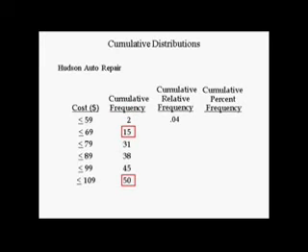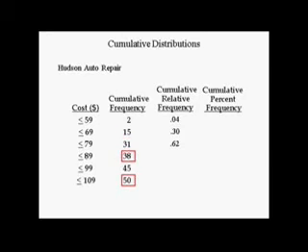The cumulative frequency of invoices with parts costing at most $69 is 15. The cumulative relative frequency of this interval is found by dividing 15 by 50, which is 0.30. The cumulative frequency of invoices with parts costing at most $79 is 31. The cumulative relative frequency of this interval is found by dividing 31 by 50, which is 0.62.